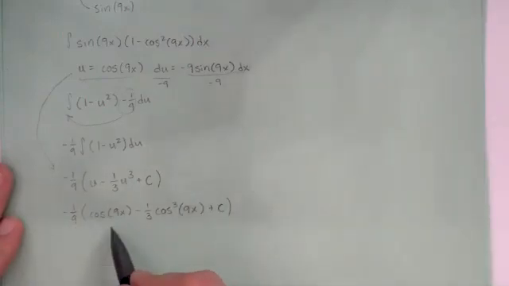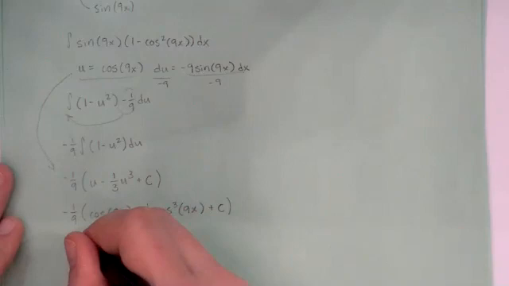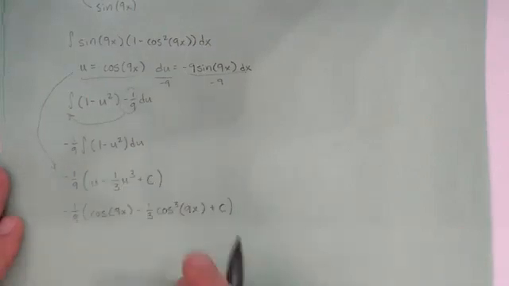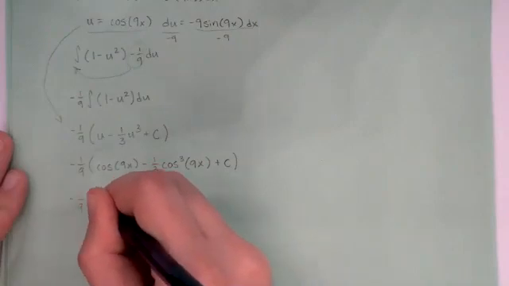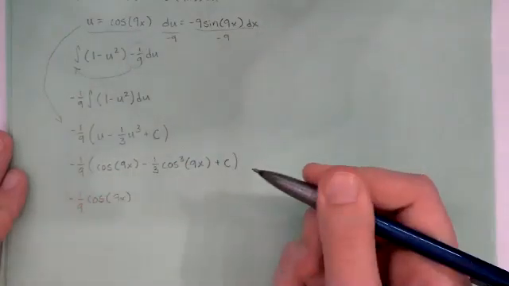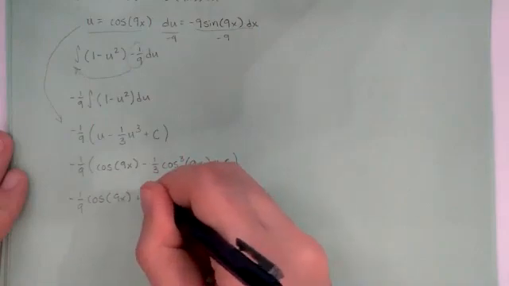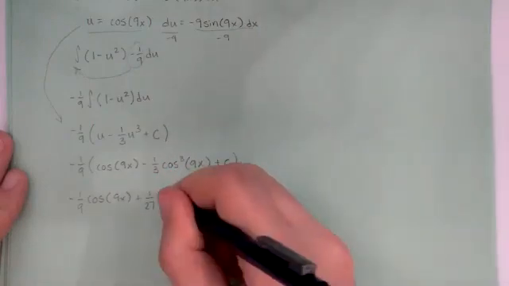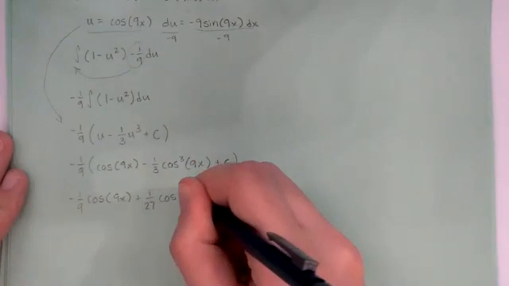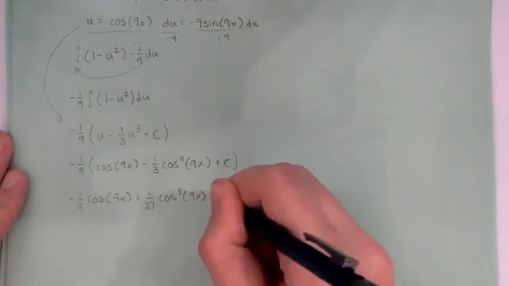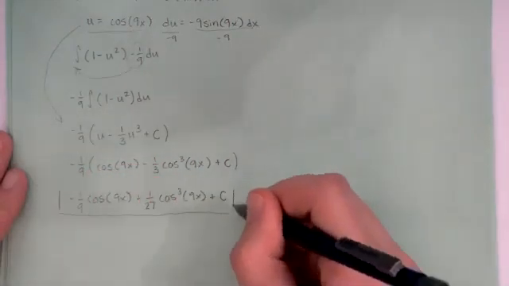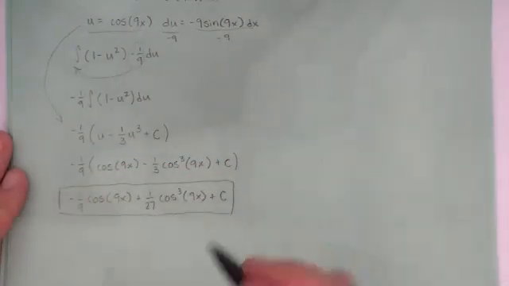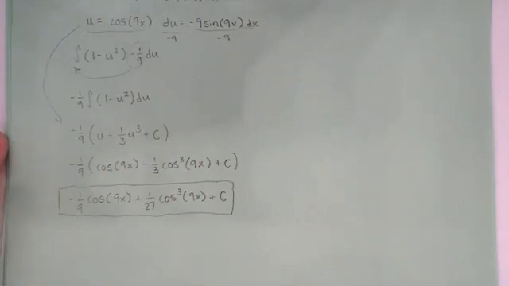And then we can just distribute that negative 1/9 in. So our final answer is going to be negative 1/9 cosine of 9x plus 1/27 times cosine cubed of 9x plus c. As such. Does that make sense to you guys? Feeling a little better about that one?